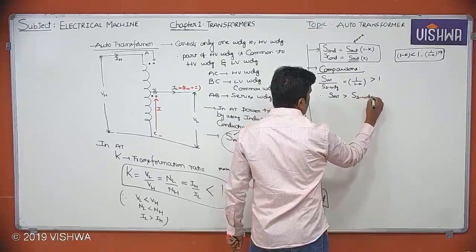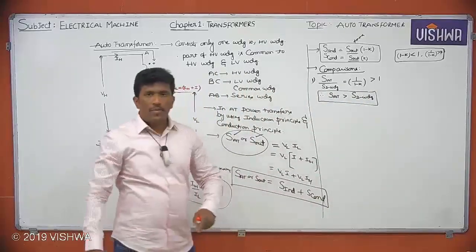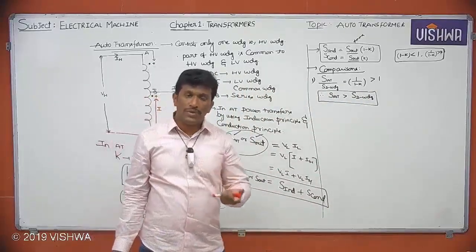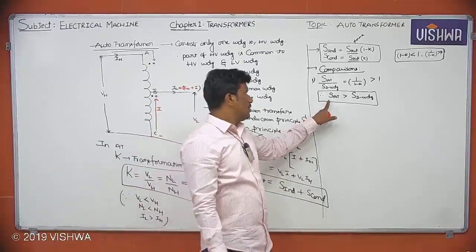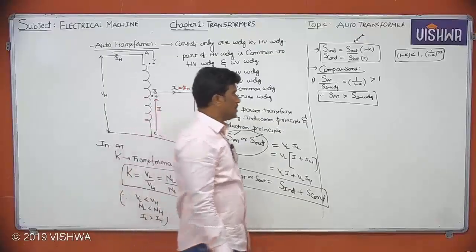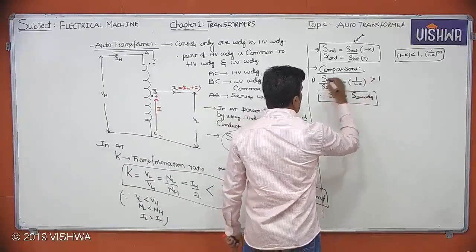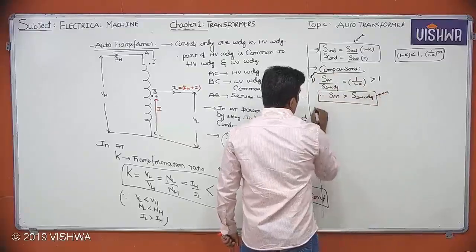Means what? If I have a two-winding transformer and I modify the same two-winding transformer as an auto transformer, then the rating of the auto transformer will be greater than the rating of the two-winding transformer. That's a very important conclusion here. Please try to remember this formula. Very important, this relation also. Next, second one.